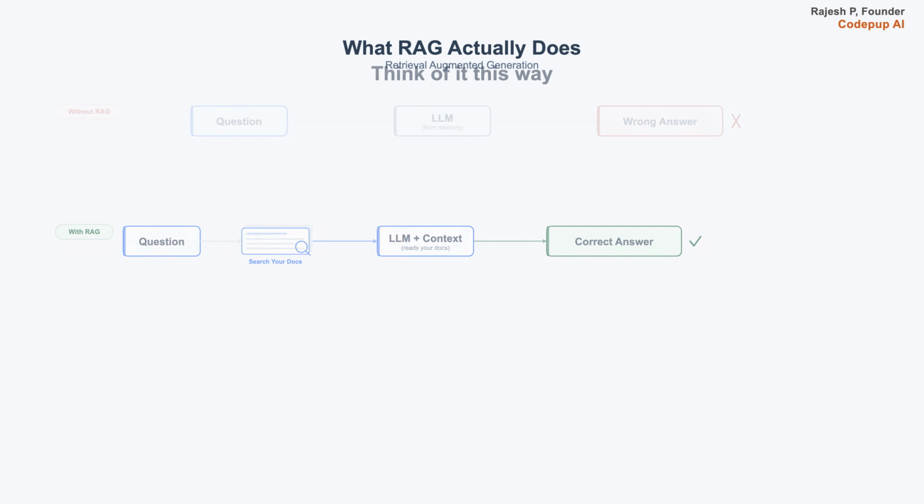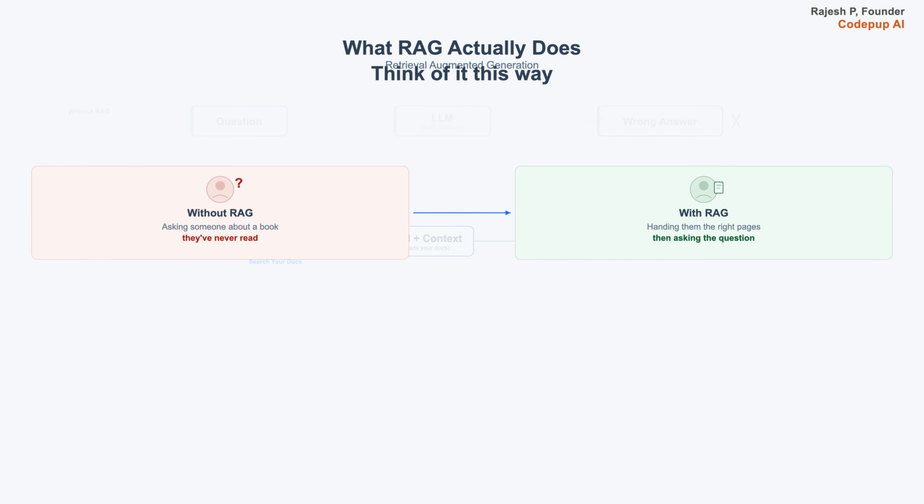Think of it like this. Without RAG, you're asking someone to answer a question about a book they've never read. With RAG, you hand them the right pages first, then ask the question. The model doesn't need to memorize your data. It just needs to read the right context at query time.